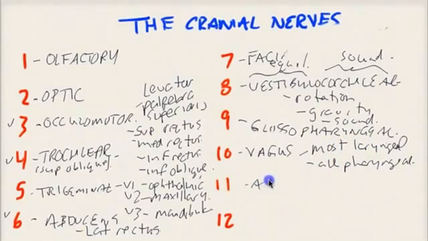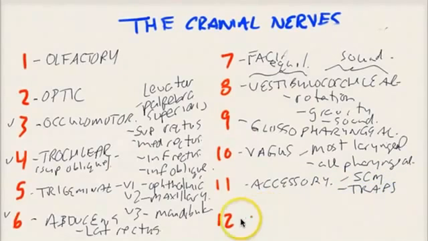Cranial nerve 11 is your accessory nerve. This provides motor innervation to the sternocleidomastoid and the trapezius. And finally, the hypoglossal nerve. This provides motor innervation to the muscles of the tongue, all muscles except the palatoglossus.